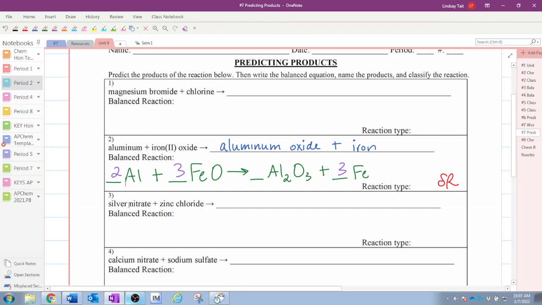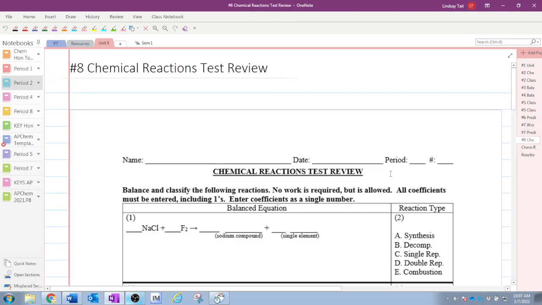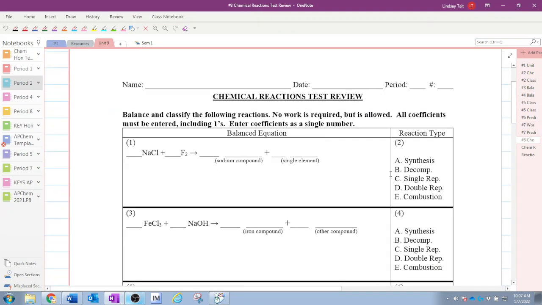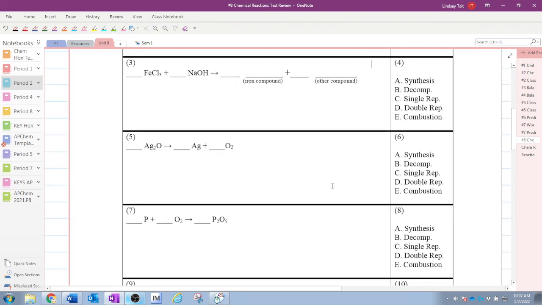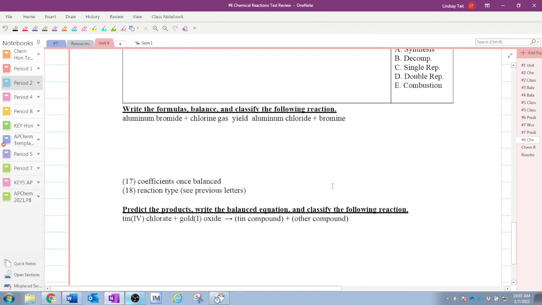Okay, so review. This worksheet front and back, not due until Tuesday. You have all class Monday to work on it. You can just sit down and start working when you get here. On Monday, the sub is also supposed to put on the front table your test review. This is what your test review will look like. It will look identical to your test. Notice you're going to do some predicting products at the beginning. You're going to be classifying over here. Okay? Some you're just going to balance. And then here are some word equations.